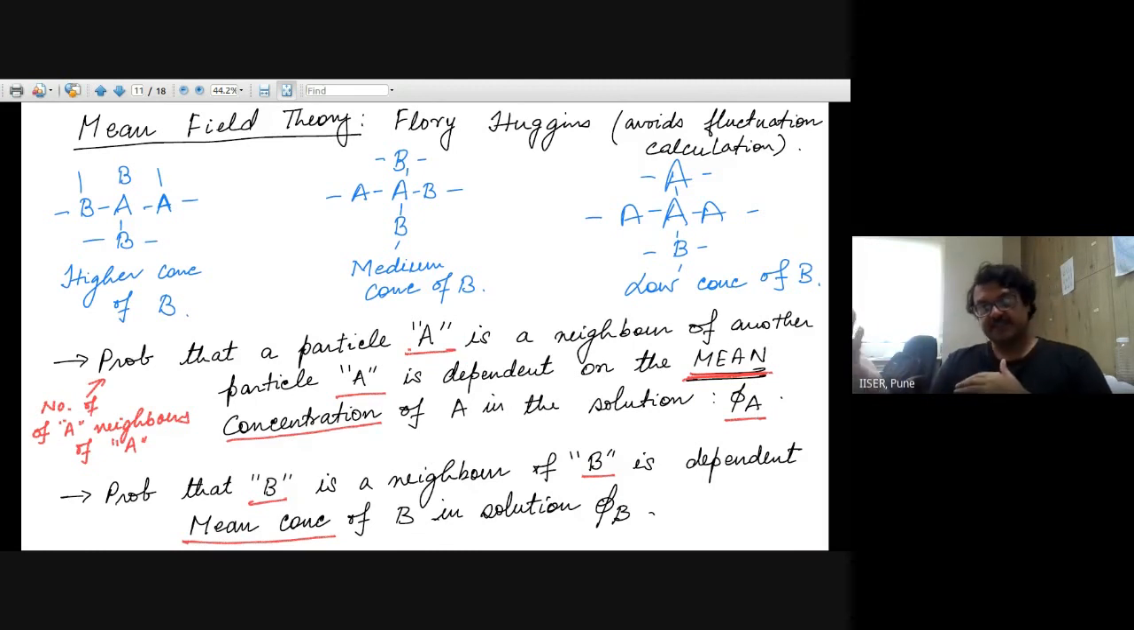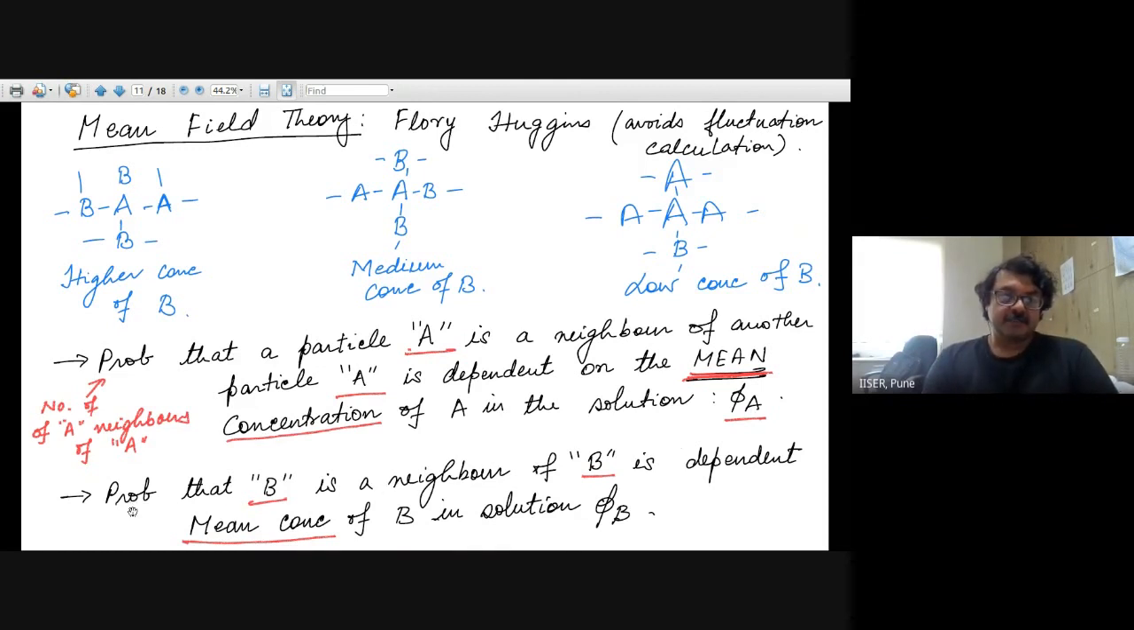Okay, if phi A is higher, then the probability that particle A will be surrounded by other A particles will of course be higher. But we'll say that generally, for all lattice sites on average, the probability that a particle will be surrounded by another A particle is dependent on phi A and the number of A neighbors, which is basically multiplied by the coordination number, or the number of neighbors, into phi A.